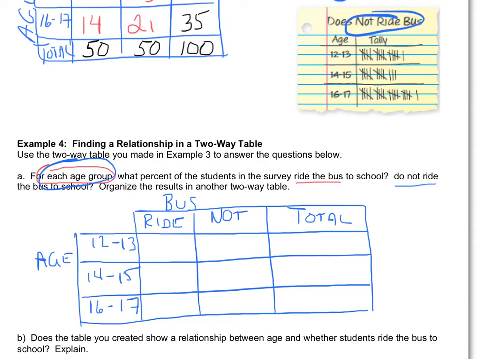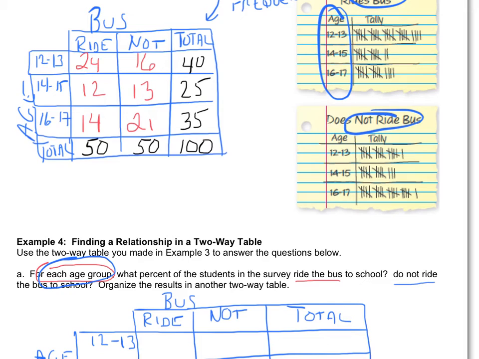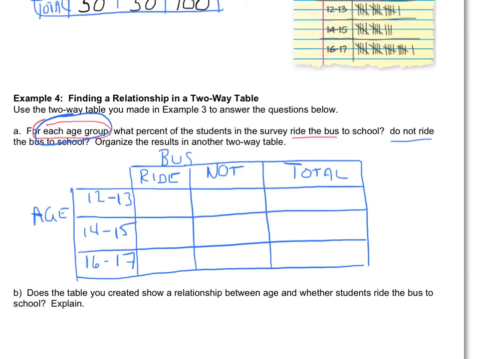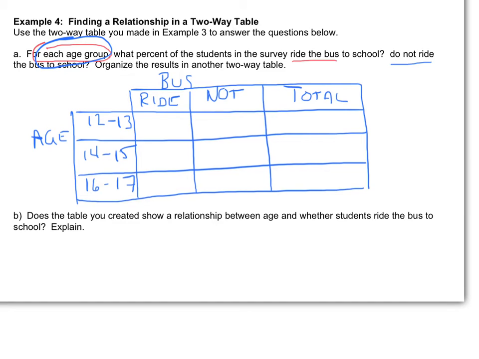When I look at the 12 to 13 year olds, we found up here that there were 40 students. So that's going to be my denominator for the 12 to 13 year olds. When I look at my 14 to 15 year olds, there were 25 total students. And my 16 to 17 year olds, there were 35. That's important to keep in mind. We're finding the percent of each of the age groups. So students that ride the bus at 12 and 13, there were 24 of them out of 40. And then there were 16 who did not ride it.